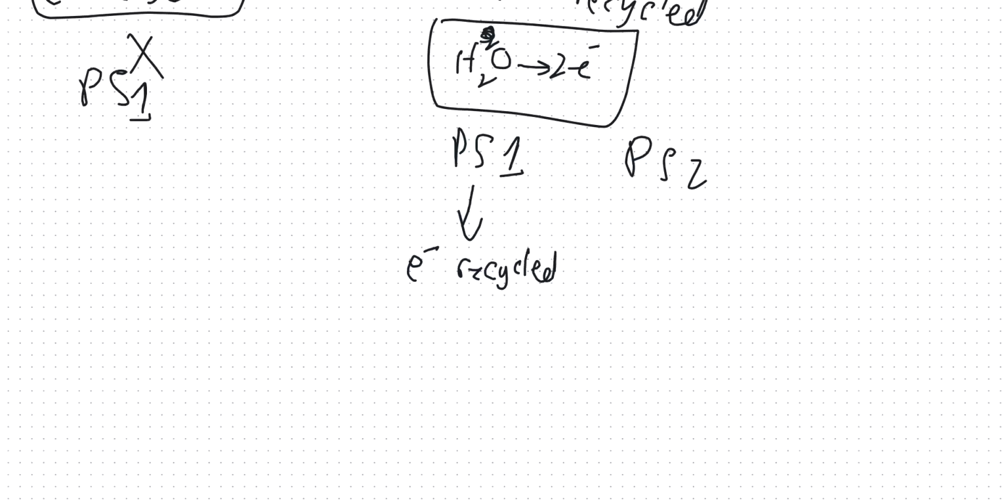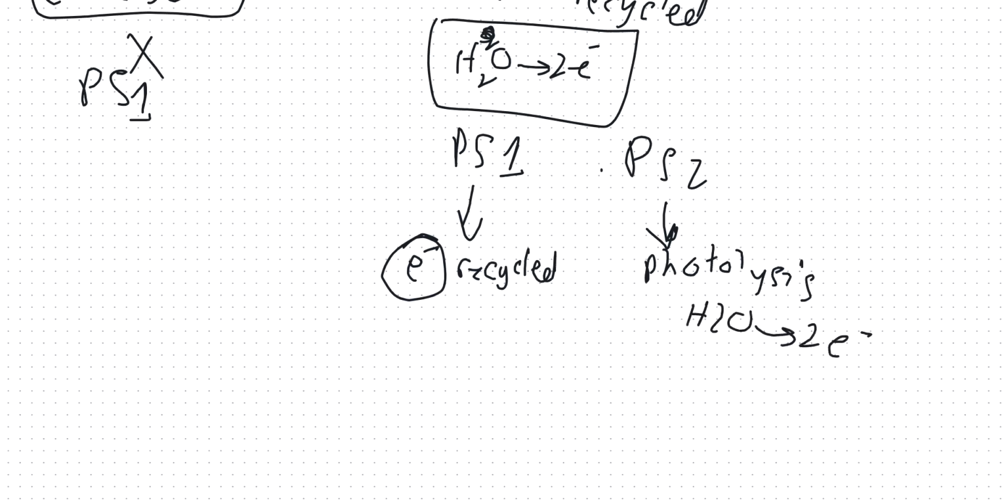How I explained it again and again, the energizing and de-energizing of electrons. Energizing happens in photosystem 1. Electrons are energized in photosystem 1. And in photosystem 2, you are photolysing water. The photolysis of water happens in photosystem 2, where water splits into electrons. This is happening in photosystem 2.